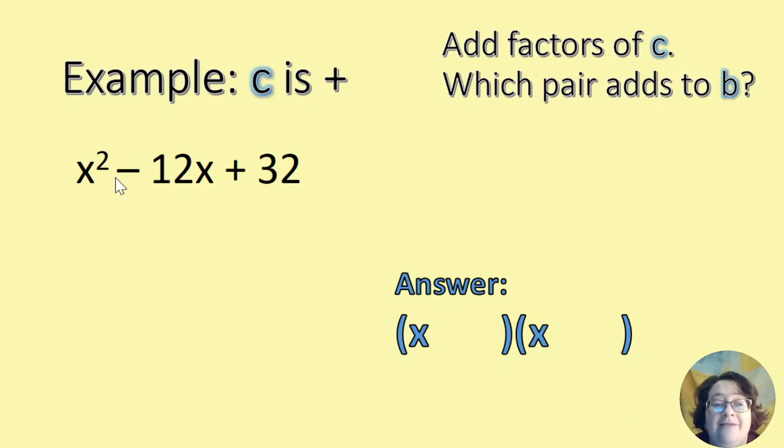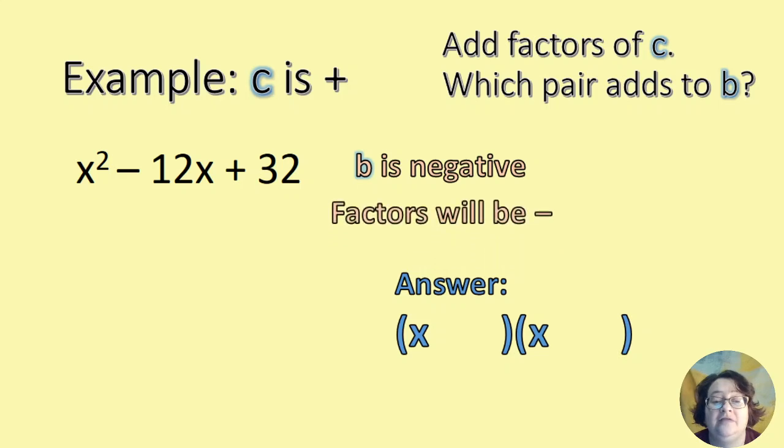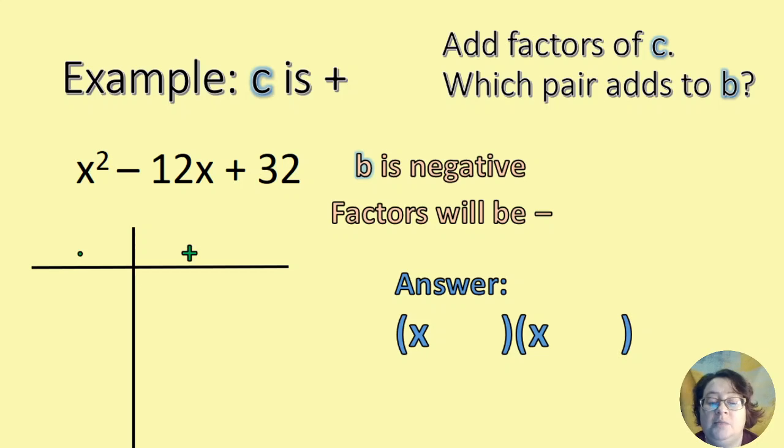Here, we have a b value that is negative, which means I can't add two positive numbers to get a negative. They have to both be negative. So I'm only going to look at negative factors of 32. We're going to draw out our table, line across, line down, times and plus, put my numbers above each sign. So I need it to multiply to get 32 and to add to get negative 12. So I start with my negative factors.